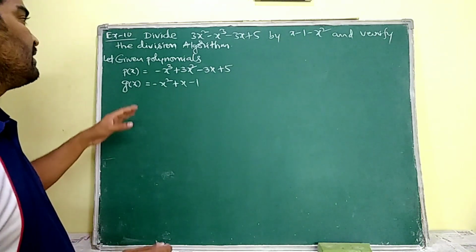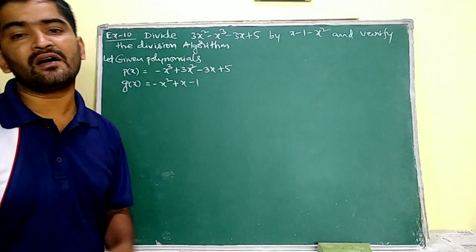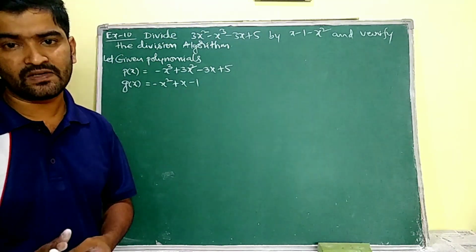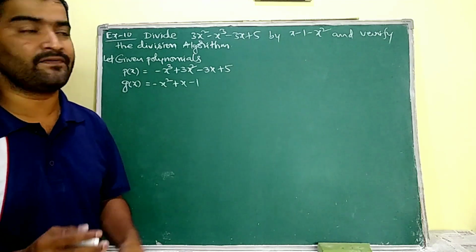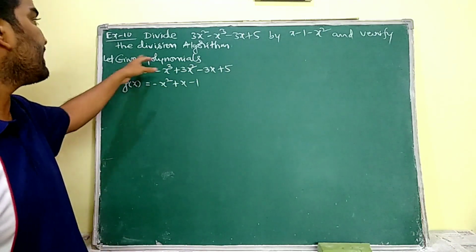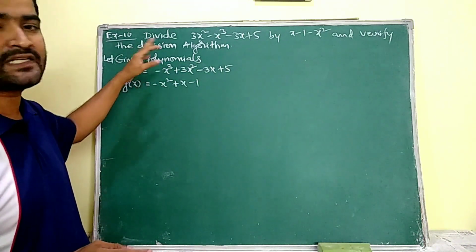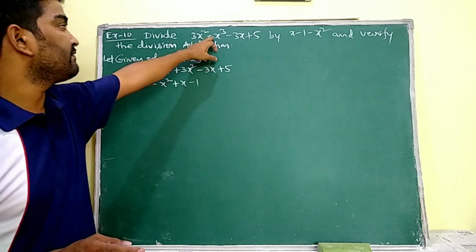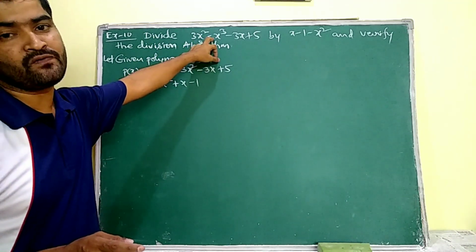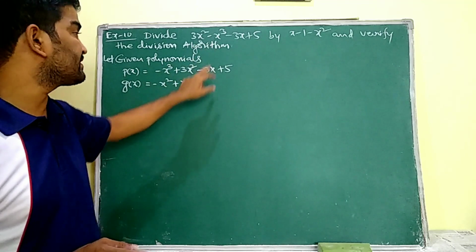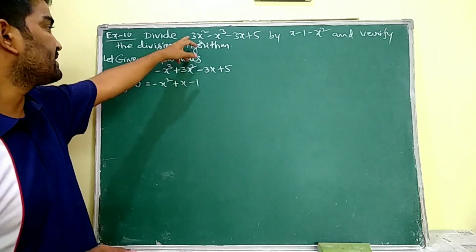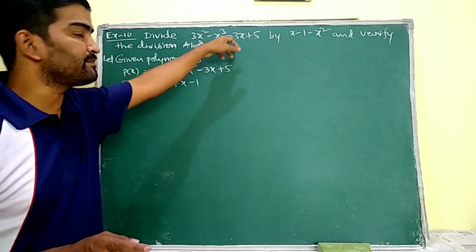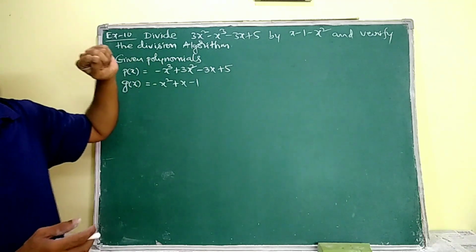Now see, the given polynomials are not in a standard form. Firstly we have to arrange them in a standard form. For that I am going to assume the given polynomials as p of x and g of x. For p of x, here we have to write the x cube term first. Here the x cube term is minus x cube. So minus x cube plus 3x square minus 3x plus 5. It is arranged in a standard form.